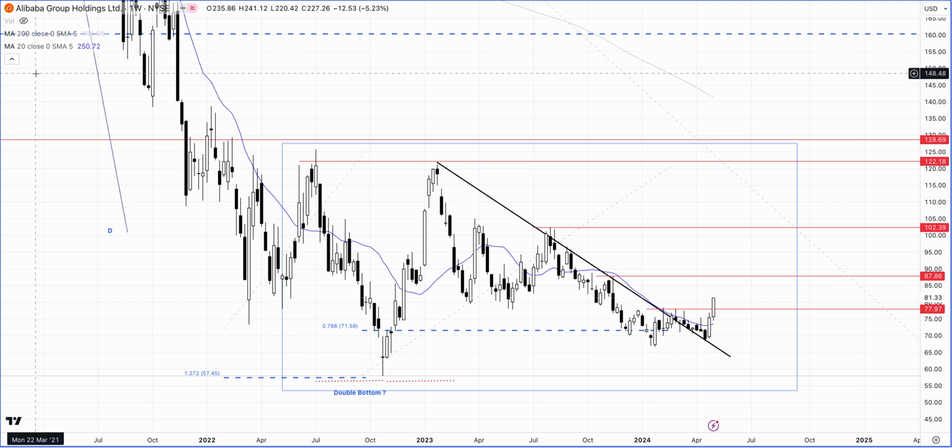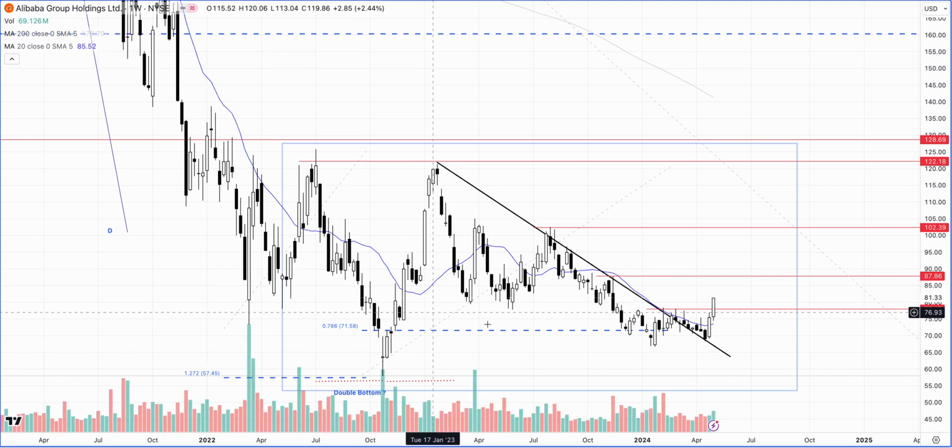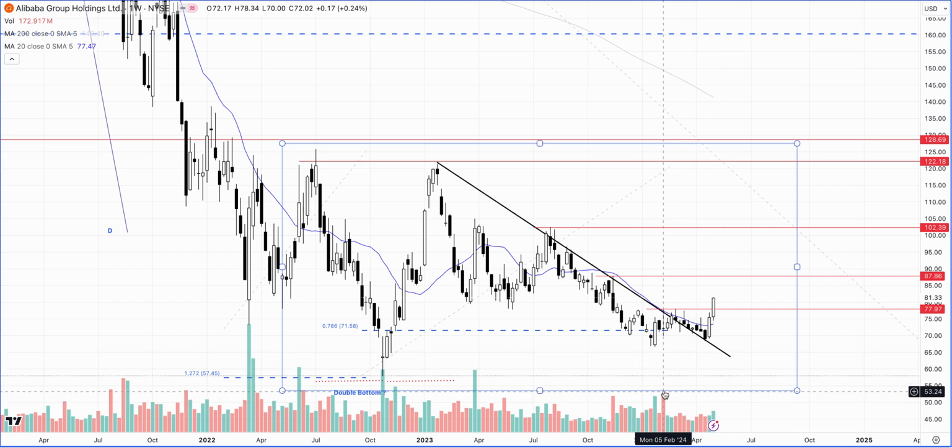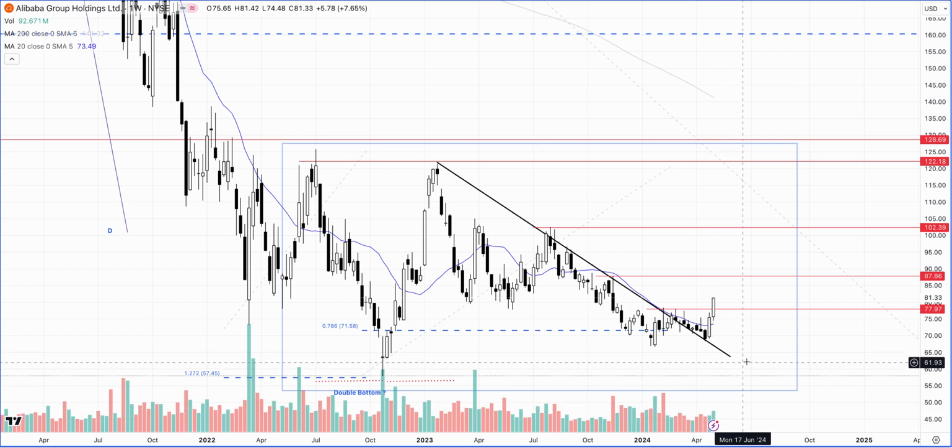And now let me try to switch on the volume here as well. So this is going to show us weekly volume. One of the things is that we can see that last week the volume was more than the volume of the previous several weeks. So that's a good positive, that a fair amount of volume came into this.